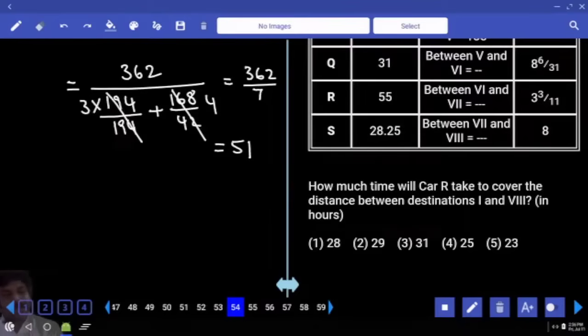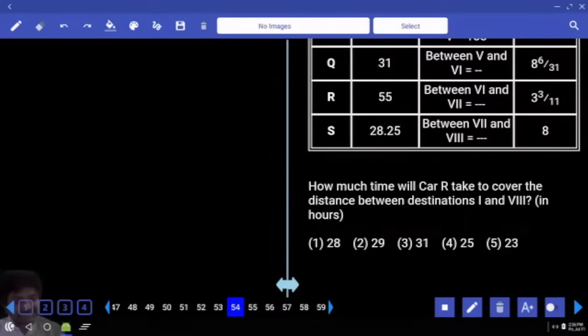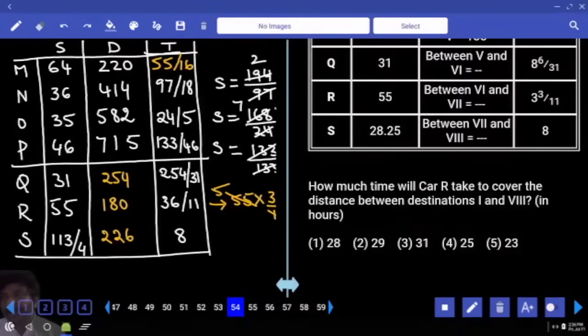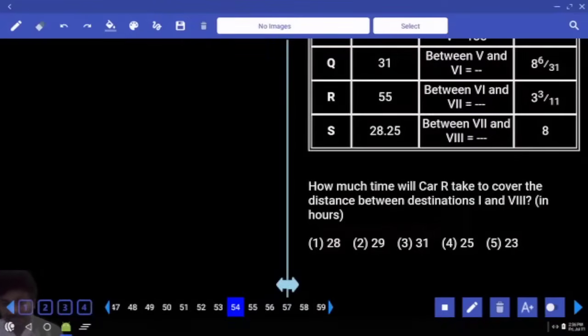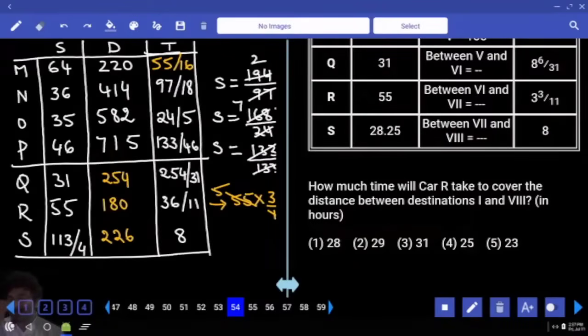How much time will car R take to cover the distance between destination 1 to 8? 1 to 5 we already know. How much? 715 plus. Remaining, how many more distances are there? 3. Let's add. 200, 200, 100, 80, 20. 600. Left over 54 and 6, 60.